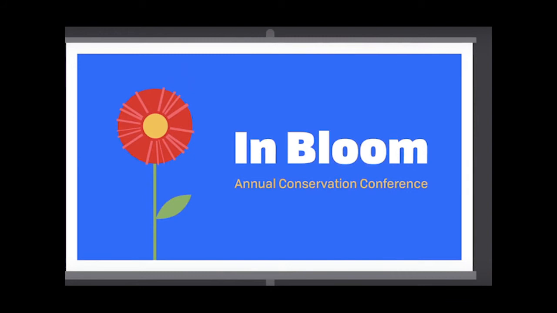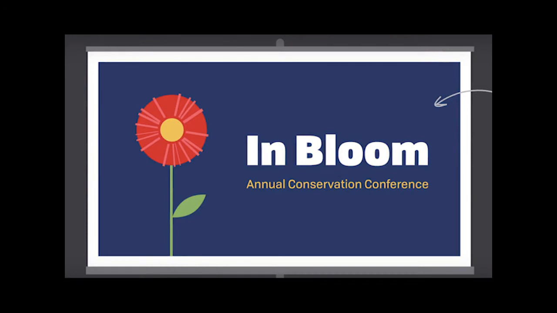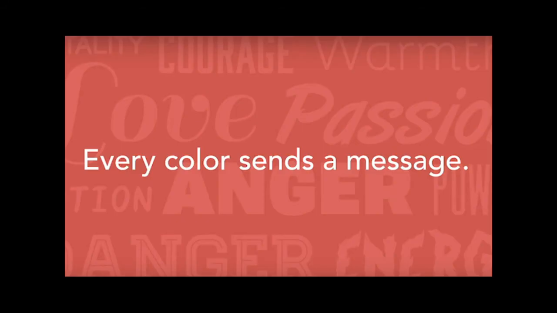So if we look at this example from the In Bloom Annual Conservation Conference, we can see that if we make the shade of blue a little bit darker in the background, that makes the white text and yellow text pop kind of from the background and become easier to read. Readability is always going to be important. Type is only type when it's friendly. It's also important to think about that every color sends a message.